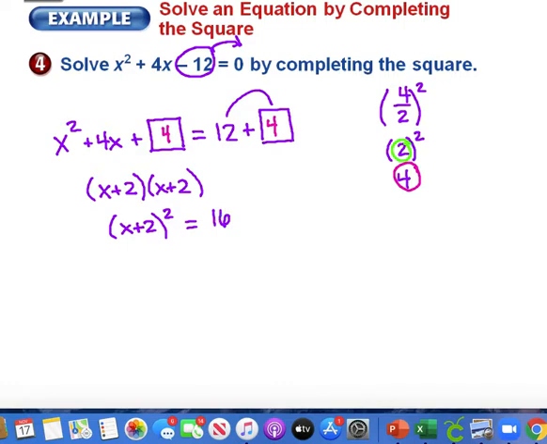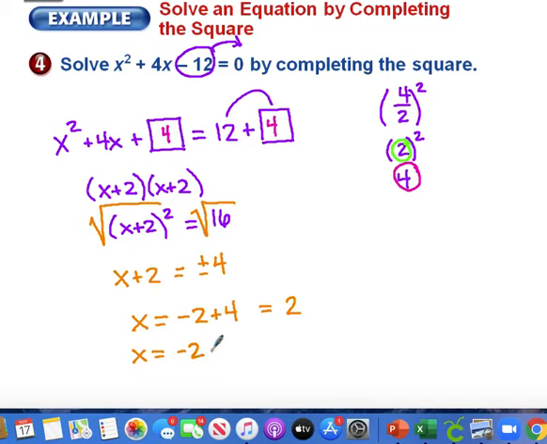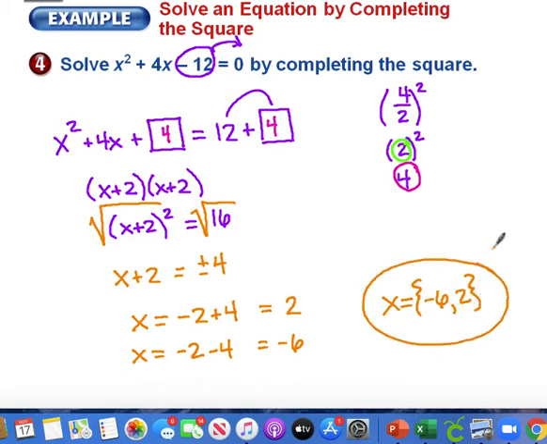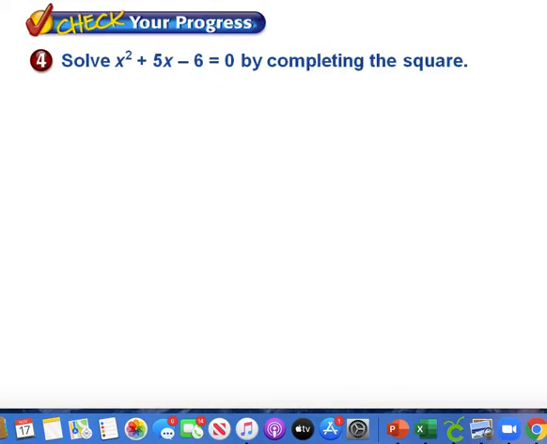Now I'm ready to use my square root property, and I will square root both sides. That gives me x plus 2 equals positive or negative square root of 16, which is 4. Now I need to isolate my x, and that will give me negative 2 plus 4, which is a positive 2, and it also gives me negative 2 minus 4, which is a negative 6. So I have two solutions for my quadratic equation. I have a negative 6 and a positive 2. All right, so why don't you pause the video and try this and see how you do.